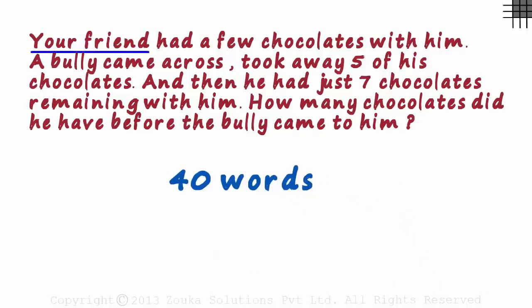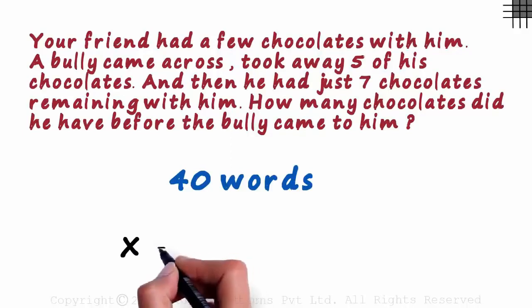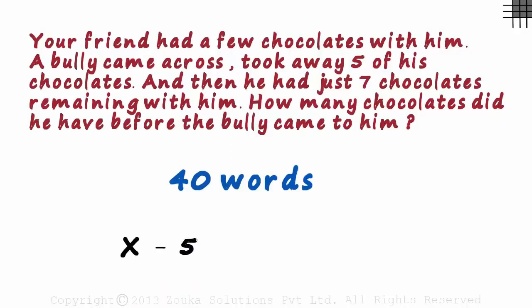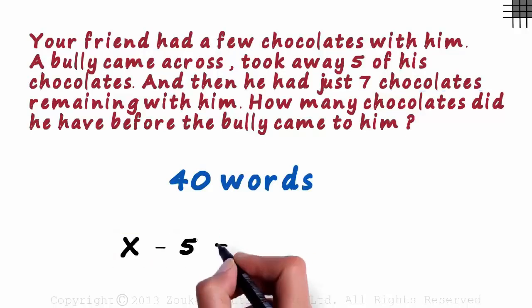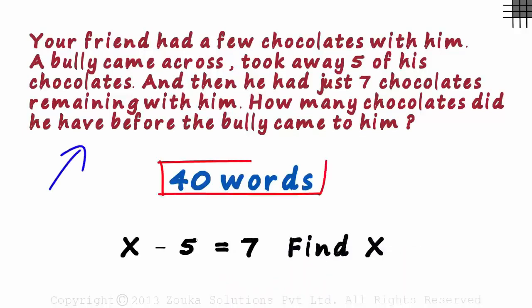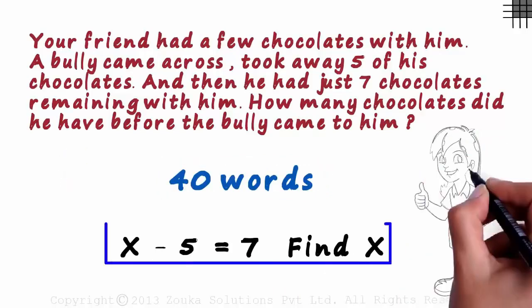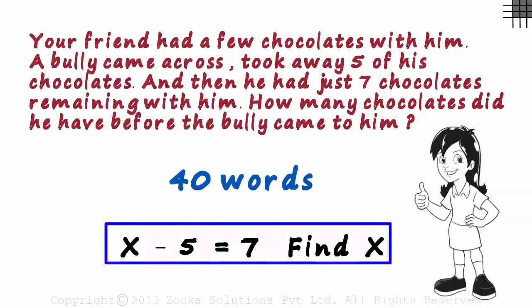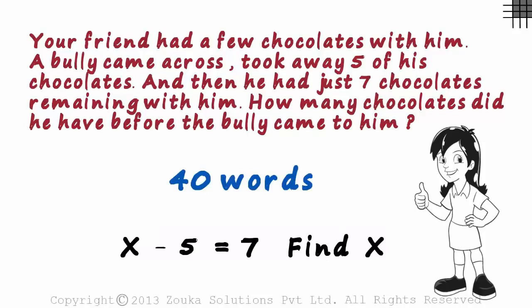Assume your friend had x chocolates with him. The bully took away 5 of his chocolates. So we subtract 5 from x. And after all this, your friend was left with 7 chocolates. This entire thing will then equal 7. Now all we have to do is find x. This entire question of 40 words can be written like this. So yes, algebra makes life simple.